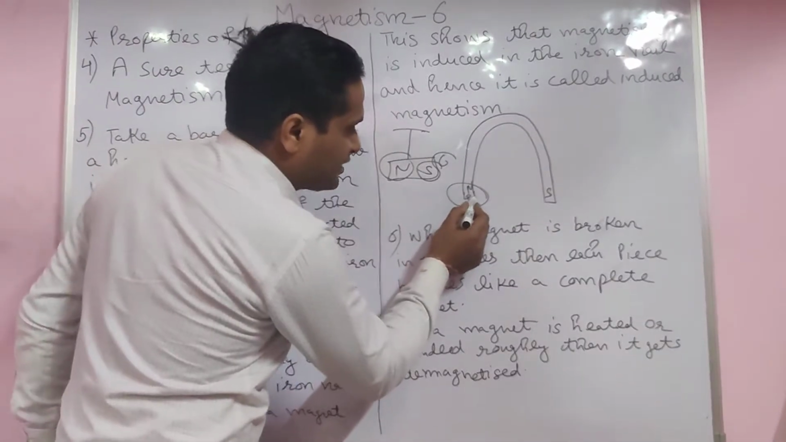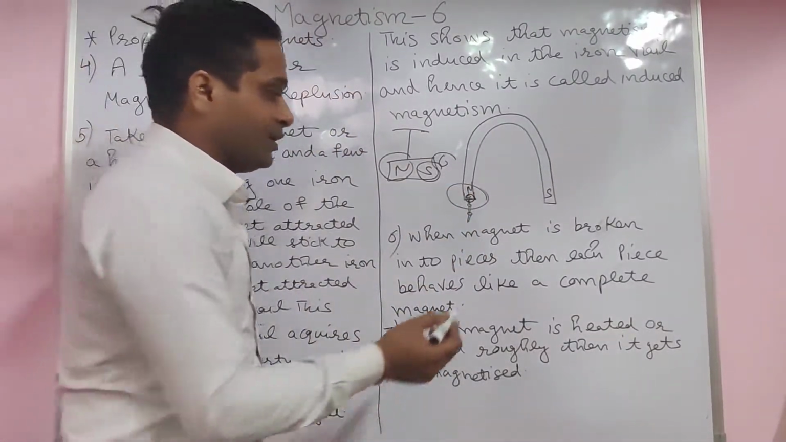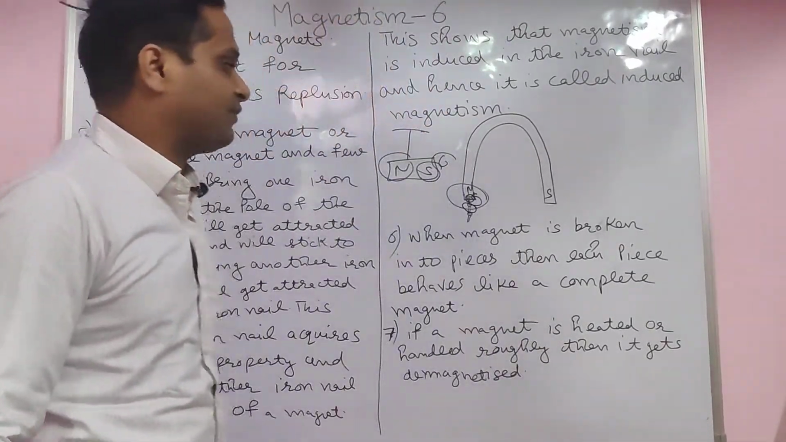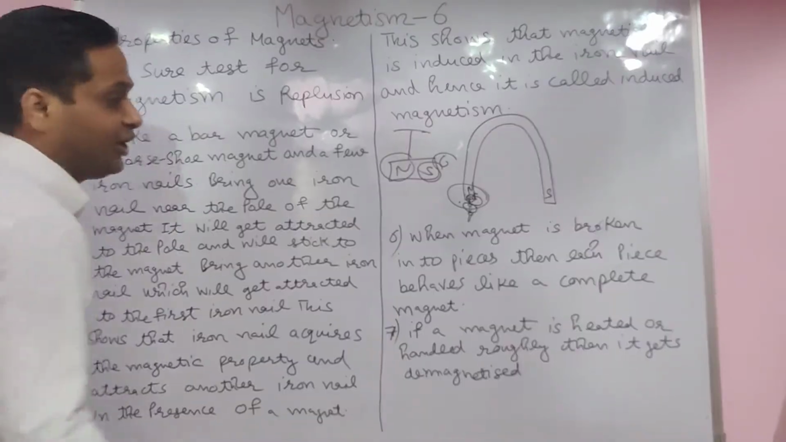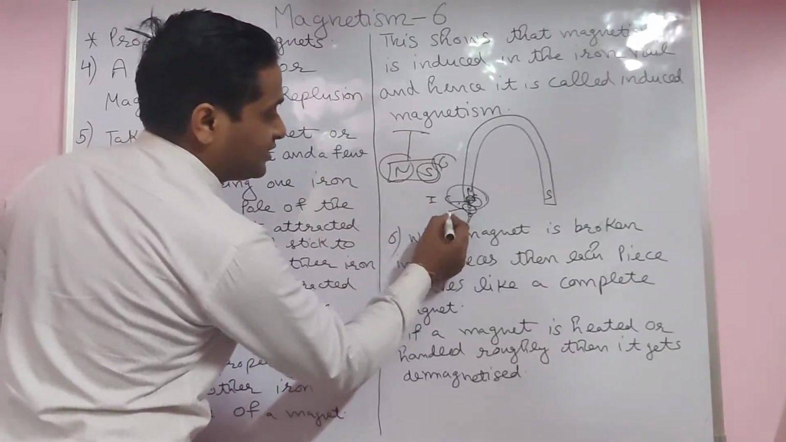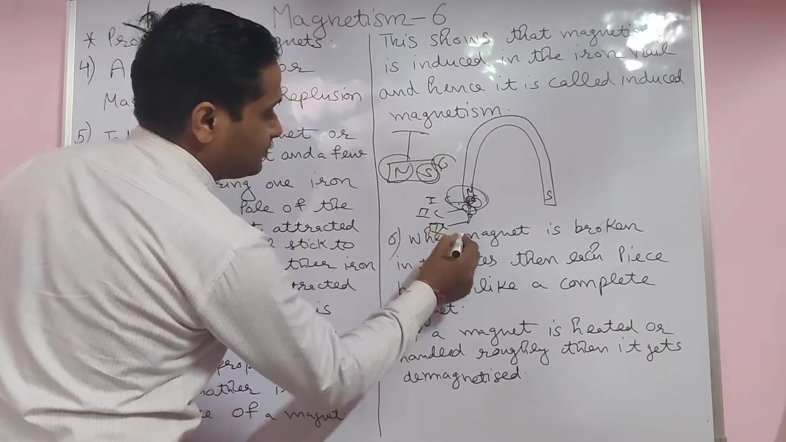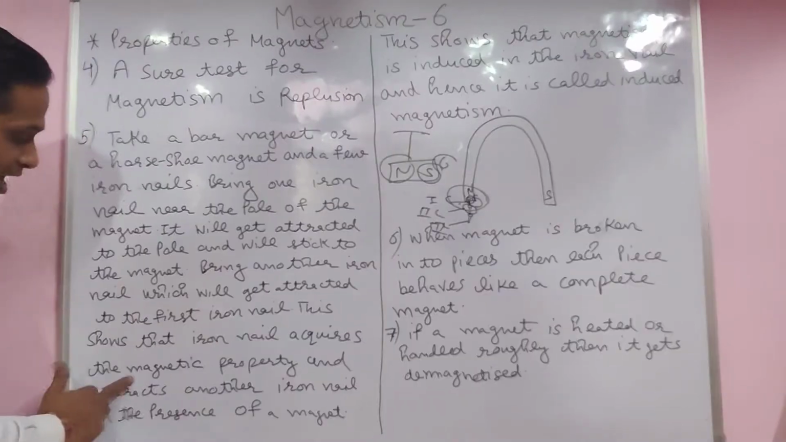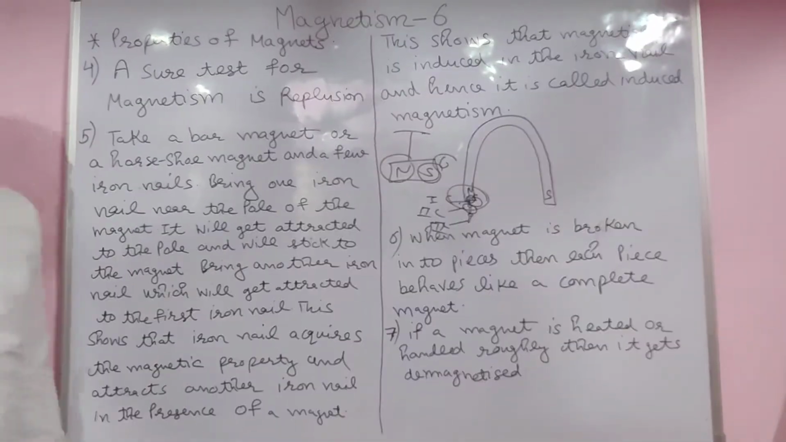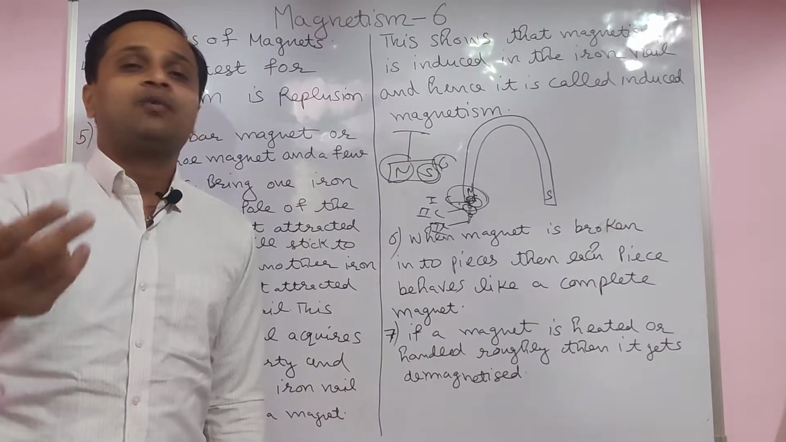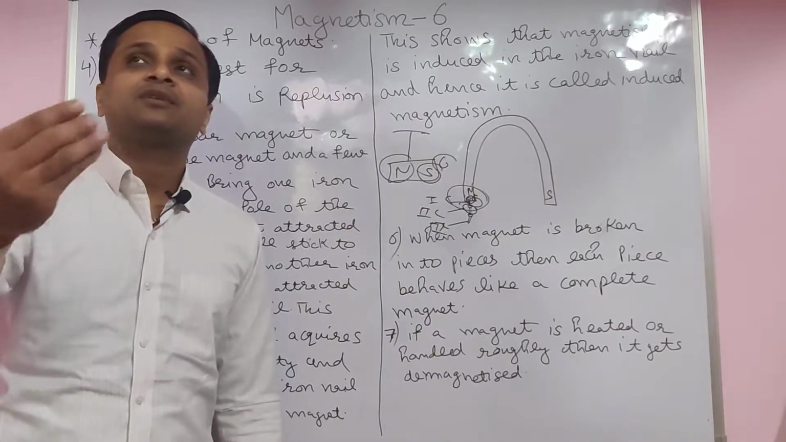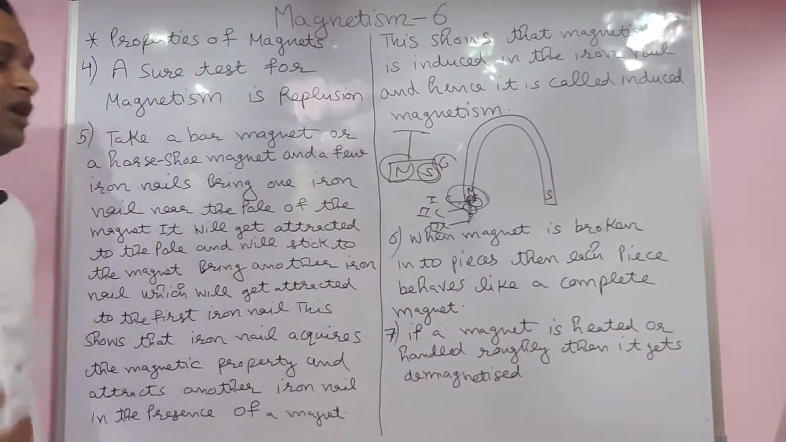Now the first iron nail has become magnetized, and when the second iron nail comes near the first, it is attracted to it. Induced magnetism has come into the first iron nail. This was the first, this was the second, and this is the third. Keep in mind, the nail is attracted to the first iron nail. This shows that the iron nail acquires the magnetic property. The first iron nail acquires the magnetic property and the next iron nail is again attracted there. It means magnetism comes into the second one also, and the third one also.